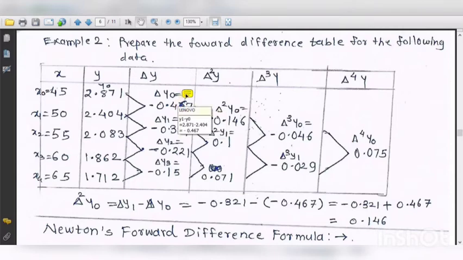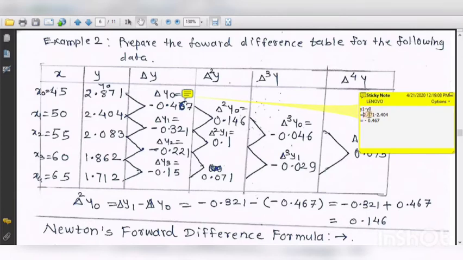Delta y0 is 2.404, because y1 is 2.404, minus this 2.871, which is equal to minus 0.467. So in this way, I have obtained all the values of these forward differences. Now you know how to do it, so I will not explain it again.